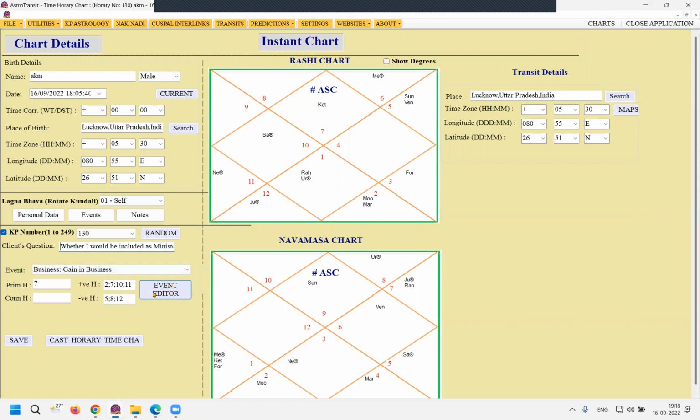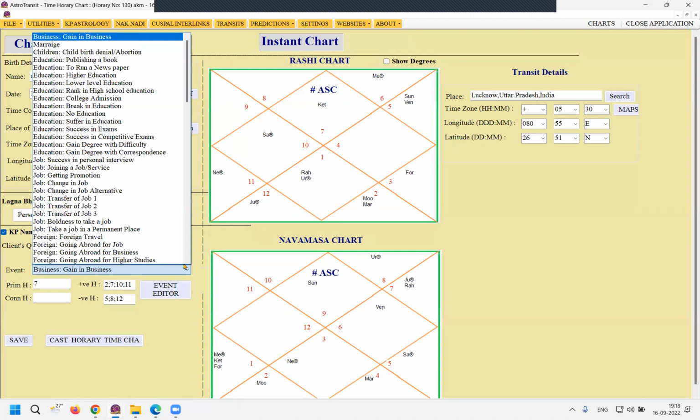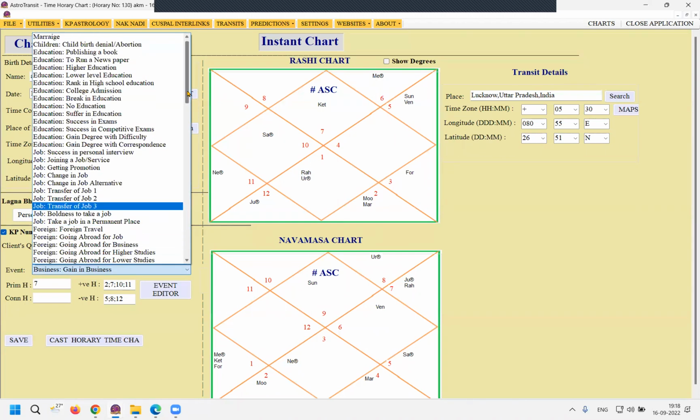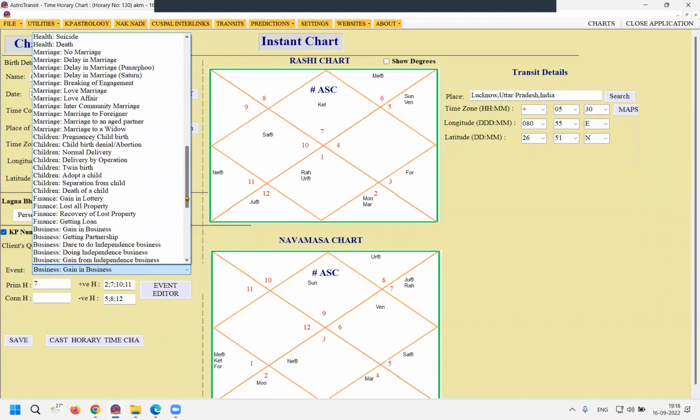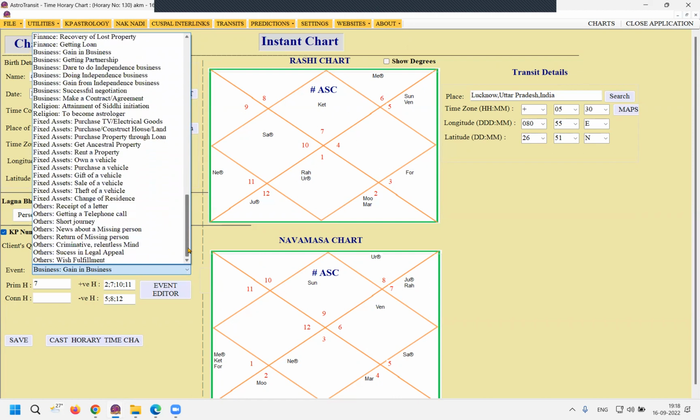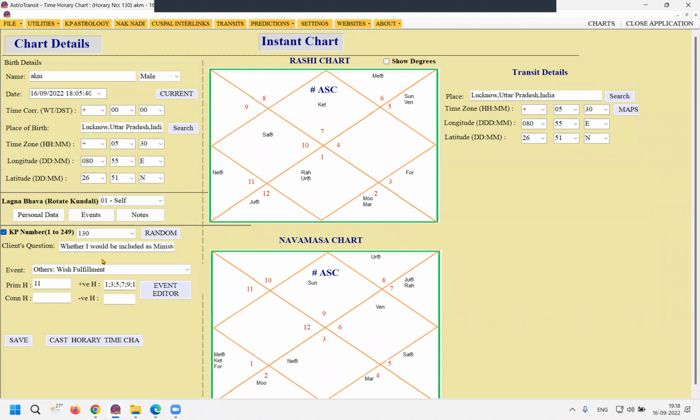We have the event editor here. Here you can include the primary houses, the positive houses, the negative houses, and the connecting houses as well. So the question is regarding wish fulfillment, so we will go to the particular event. Here it comes, the wish fulfillment.